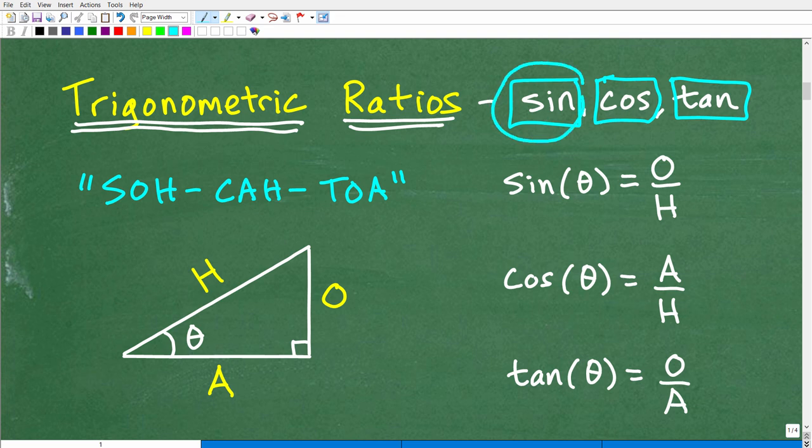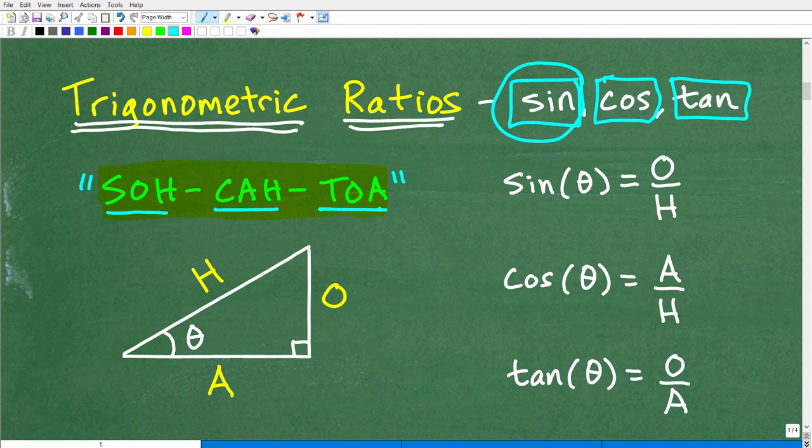Of course, we're going to be focused in on the sine in this particular video, but here I want to introduce a phrase. This phrase has been around for decades. Matter of fact, your grandparents probably had this phrase way back, maybe in the 40s, 50s, 60s, whatever the case is. But we all learn trigonometry with some sort of basic phrase like this. And here is the phrase.